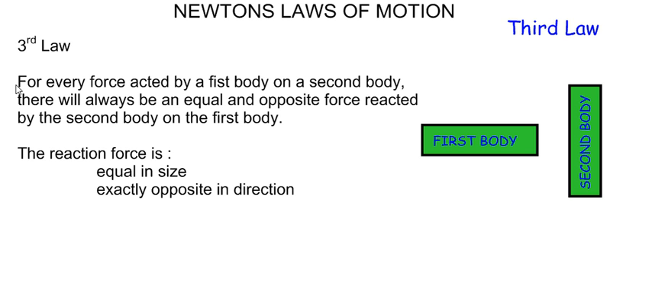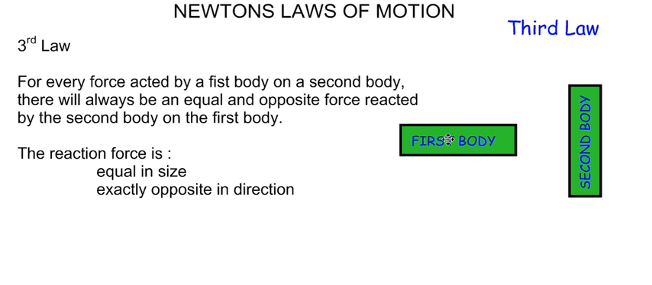So it states that for every force acted by a first body on a second body, and for example here we brought first bodies and second bodies, so for every force acted by a first body on a second body, there will always be an equal and oppositely directed force reacted by the second body on the first. Let us look at this.